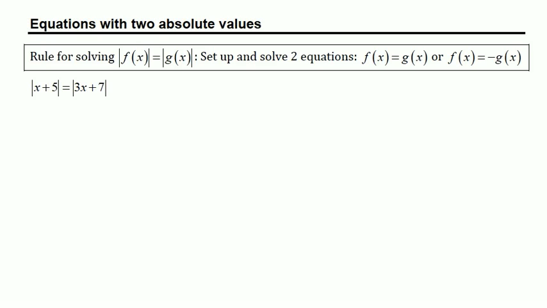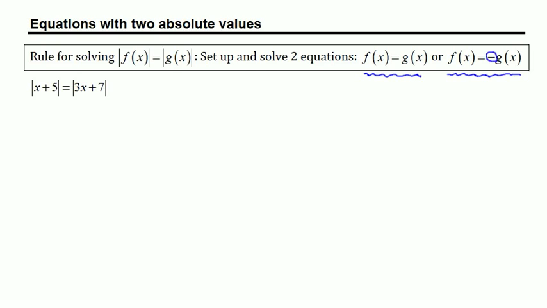Equations with two absolute values. If we have an equation of this form where we have an absolute value on both sides of the equation, then we're going to set up two equations just like we did in the absolute value equals a positive number example. But this time we're going to have one equation be just without the absolute value and the other be without the absolute value but also with a minus sign on one side of the equation.